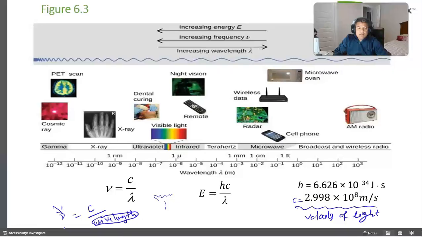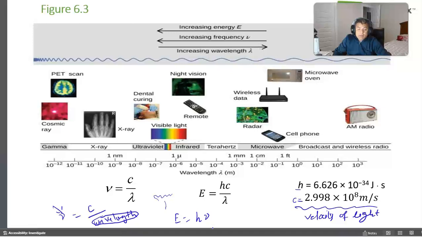The frequency is just c by lambda. It means it is inversely proportional to the wavelength. So if the wavelength increases, frequency decreases. Look at that, this is the frequency. As the wavelength becomes smaller and smaller, you have more and more frequency. And what happens if you have a frequency? Energy is equal to h nu, where h is Planck's constant and nu is the frequency.